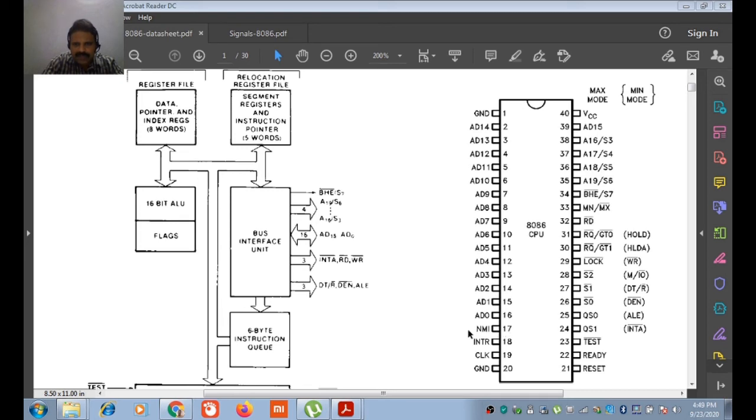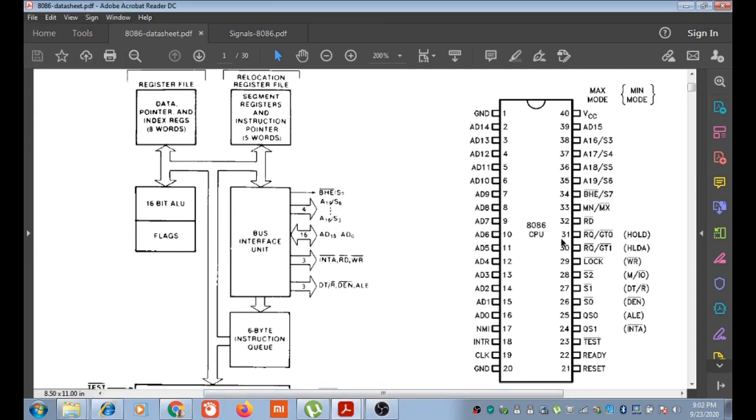Pin number 17, NMI. Pin number 18, INTR. These are hardware interrupts of 8086. NMI is a non-maskable interrupt. It is used to handle emergency situations like memory failure, etc. Any device can request for interrupt service through the INTR line. This can be masked by resetting the interrupt flag. On receiving an interrupt request, 8086 will acknowledge that.